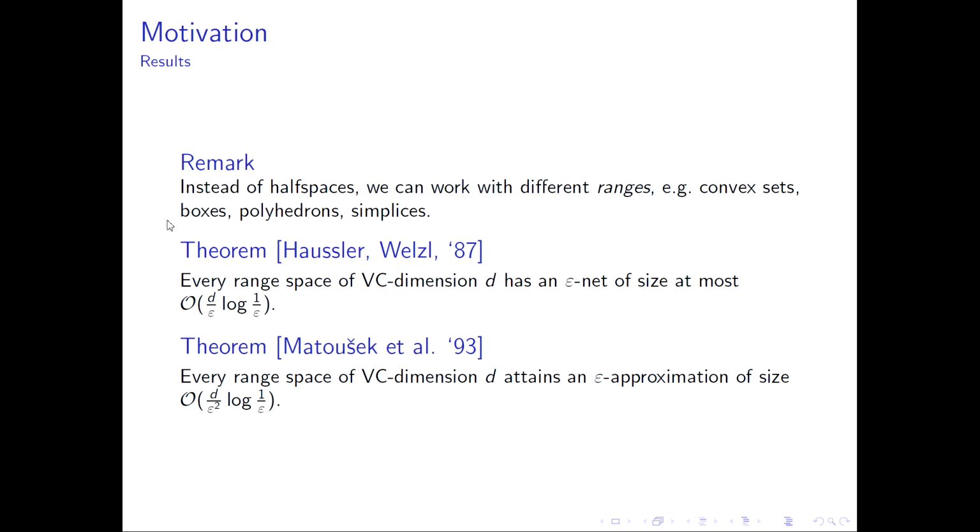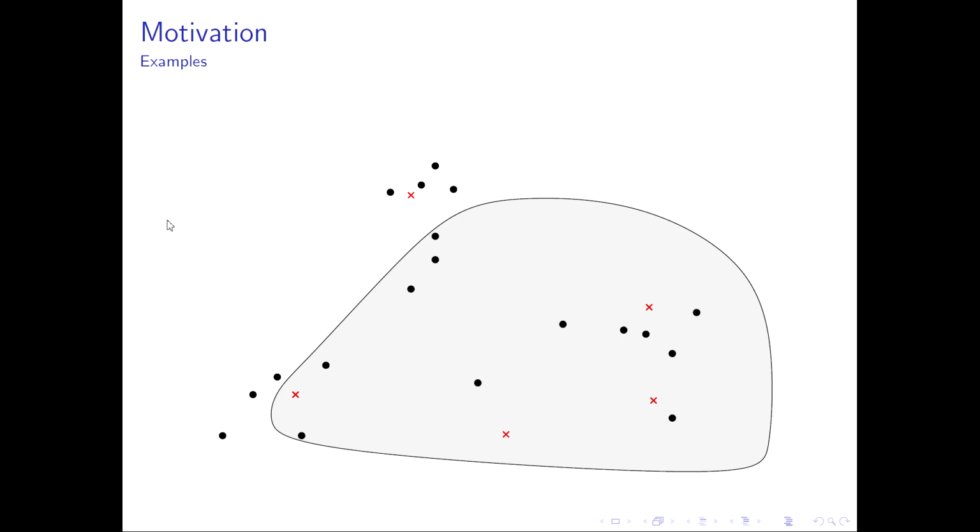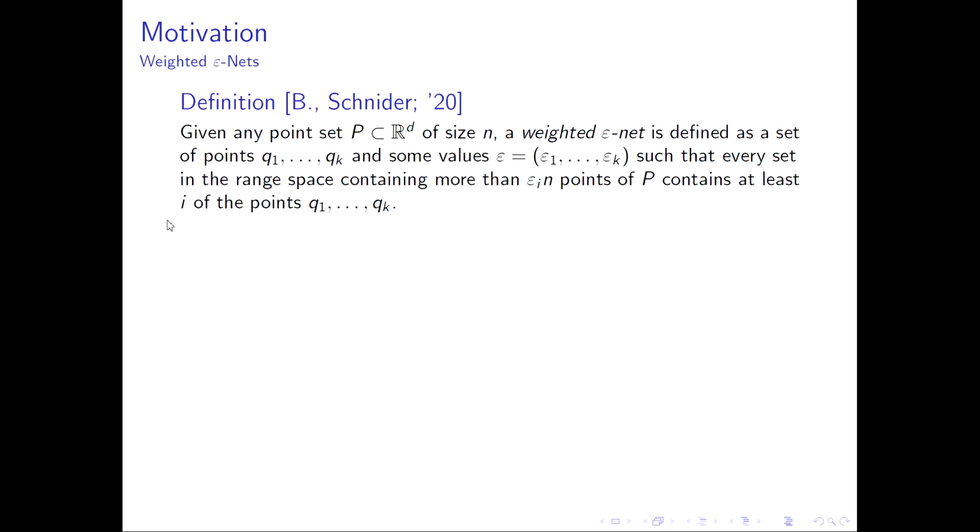However, there are certain ranges which do not have a bounded VC dimension, and one example is the convex sets. We can always find such convex sets containing many red points, but none of the black ones. Hence, the results from before cannot really be applied here. However, we would like to have this condition of the more black points it contains, the more red points it should contain. Something like this. And this is exactly where our definition kicks in.